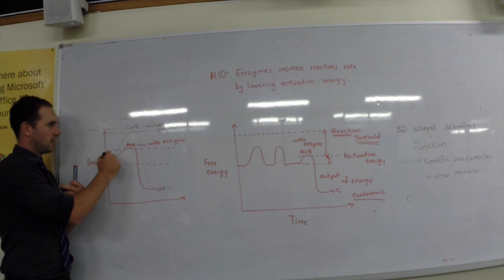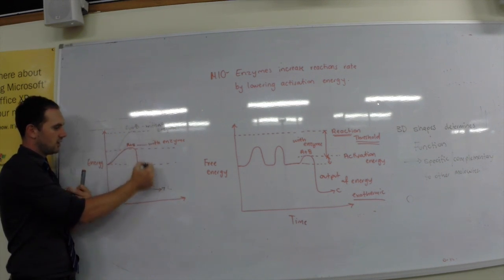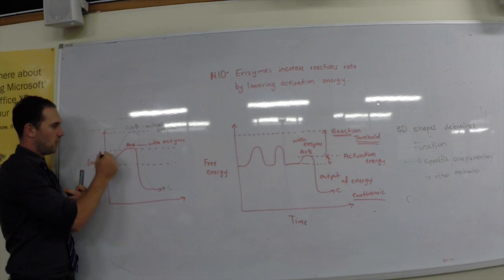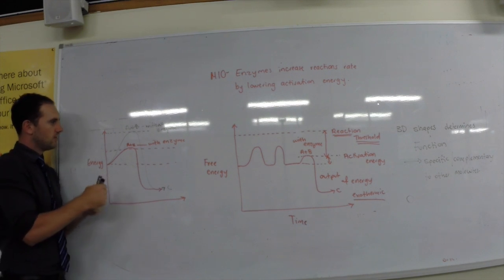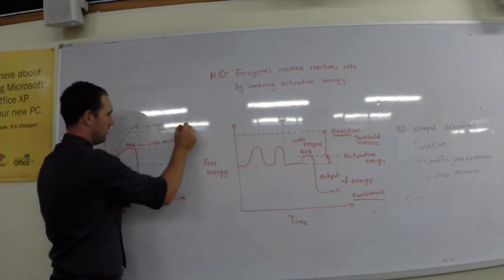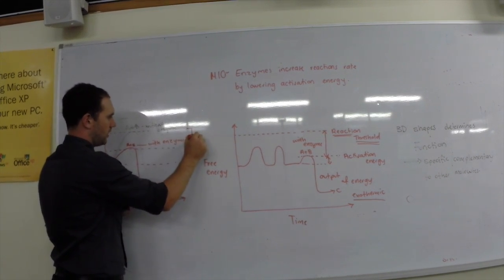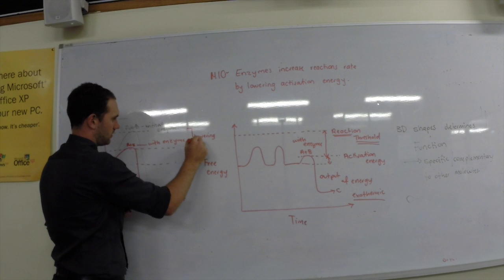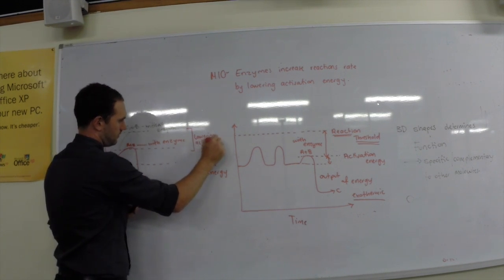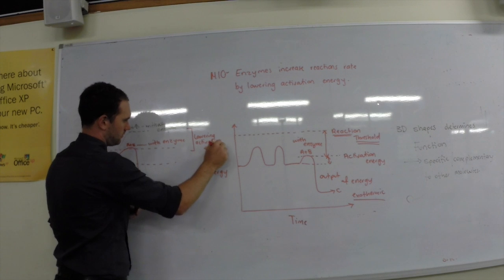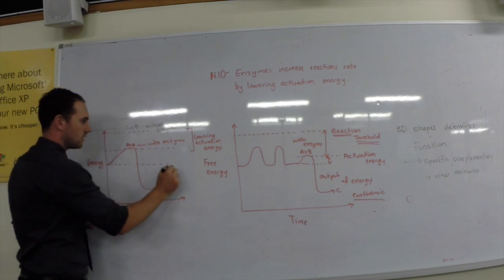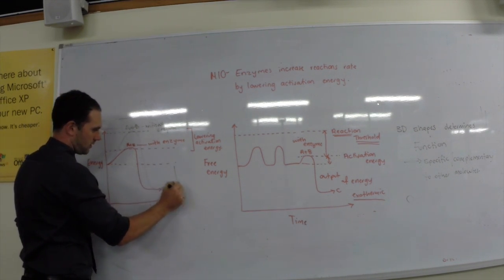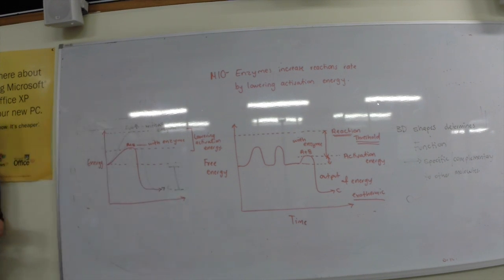Okay, so without an enzyme we have to reach this level of activation energy before reacting. With the enzyme we have to reach this level of activation energy and then we'll react. So the difference between these two is the lowering of the activation energy. We just lower the activation energy. What I want you to notice here is the output of energy is the same.